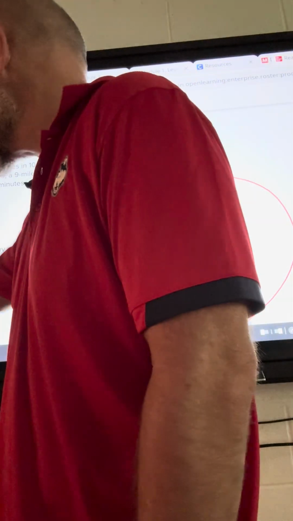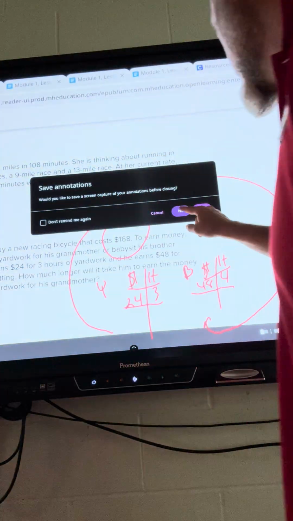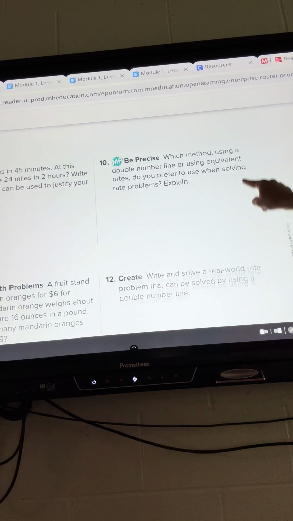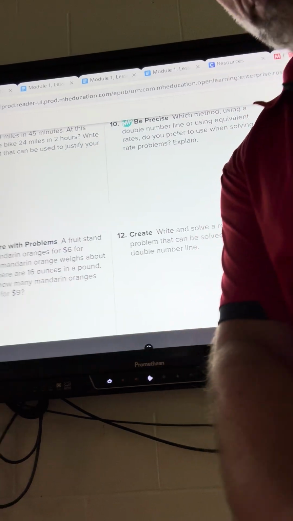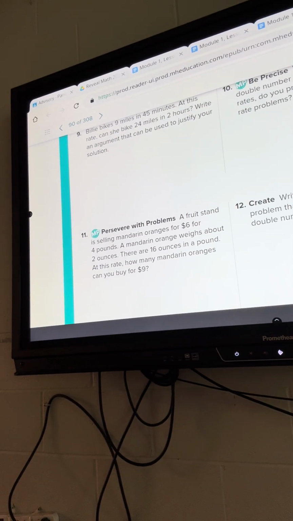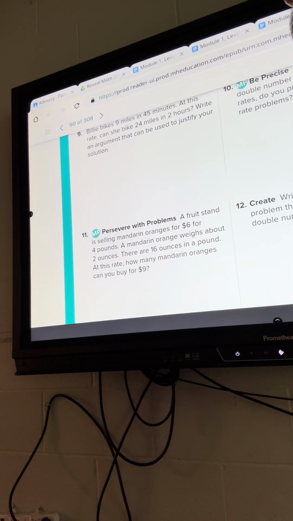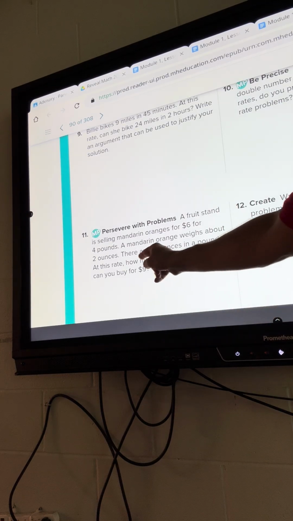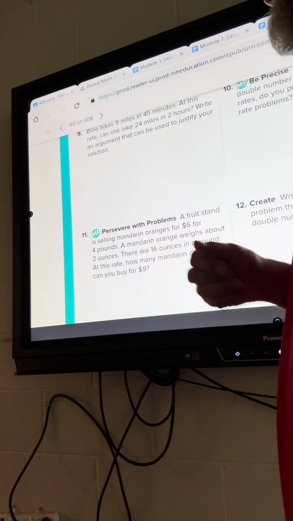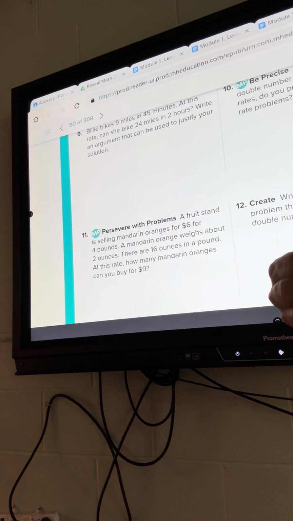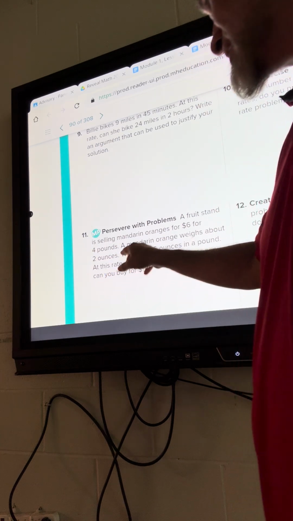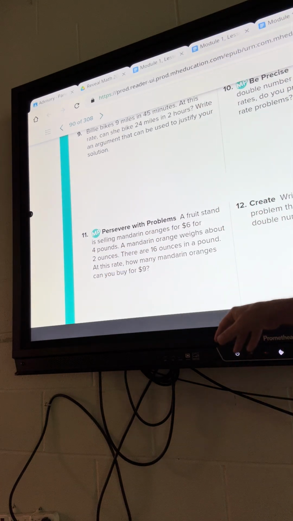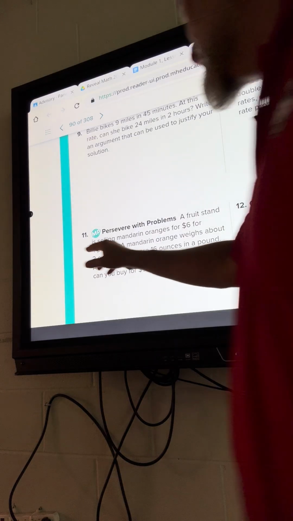And then the last problem was number 11. And that one is a fruit stand is selling mandarin oranges for $6 for 4 pounds. A mandarin orange weighs about 2 ounces. There are 16 ounces in a pound. At this rate, how many mandarin oranges can you buy for $9? Okay, so it says a mandarin orange weighs about 2 ounces. So you're going to want to convert the pounds here to ounces, all right? And then make the chart to help you figure that out.